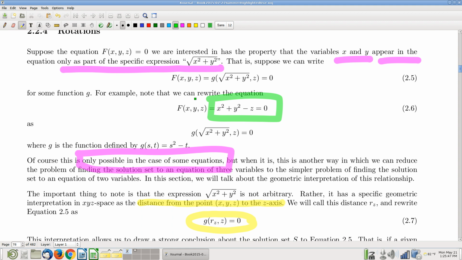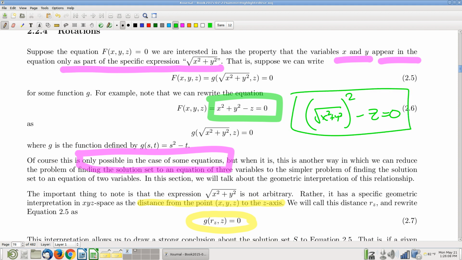If x and y appear only as part of the expression square root of x squared plus y squared. So, for example, I could rewrite that as square root of x squared plus y squared quantity squared minus z equals 0. No additional e to the x over here. If this happens, big if, but if it happens, then amazing convenience, punchline works out.